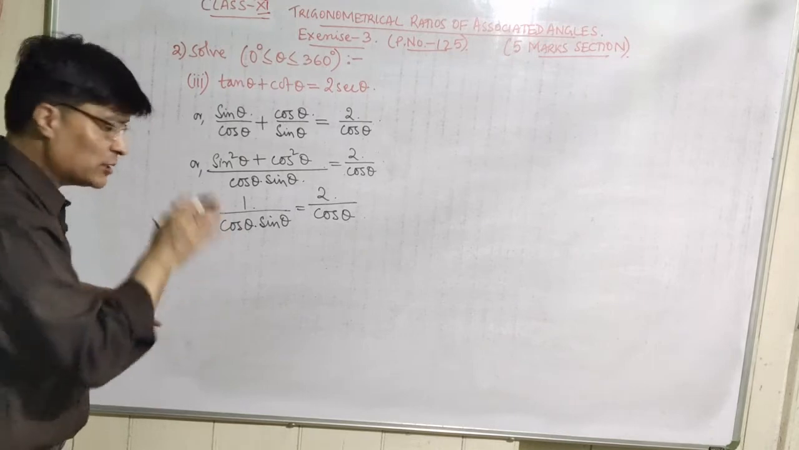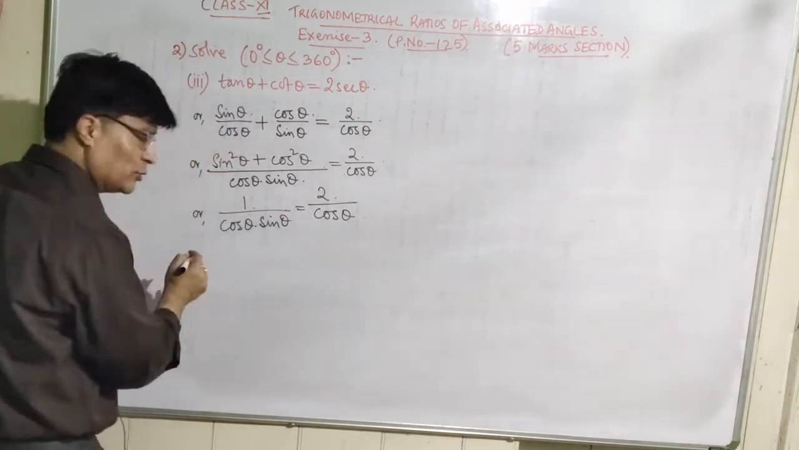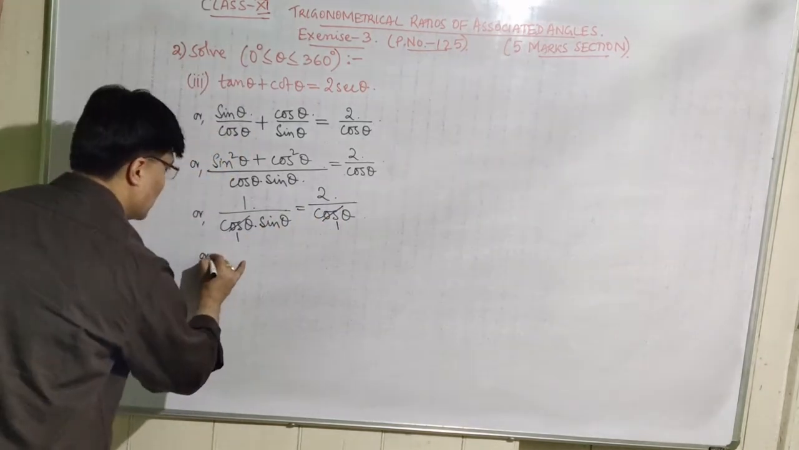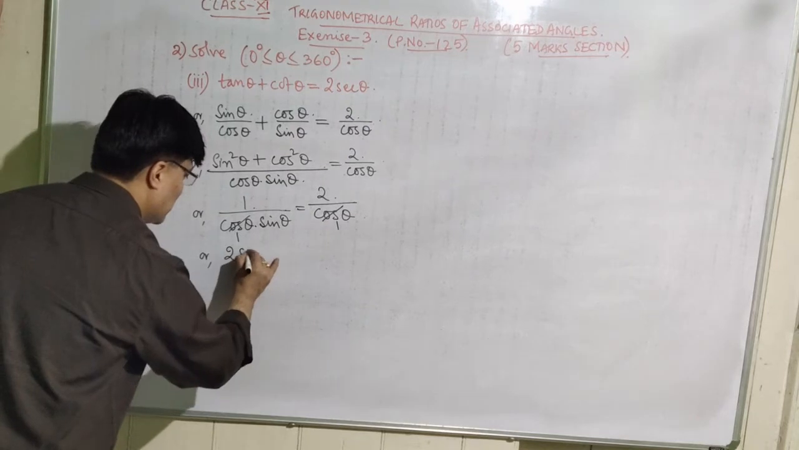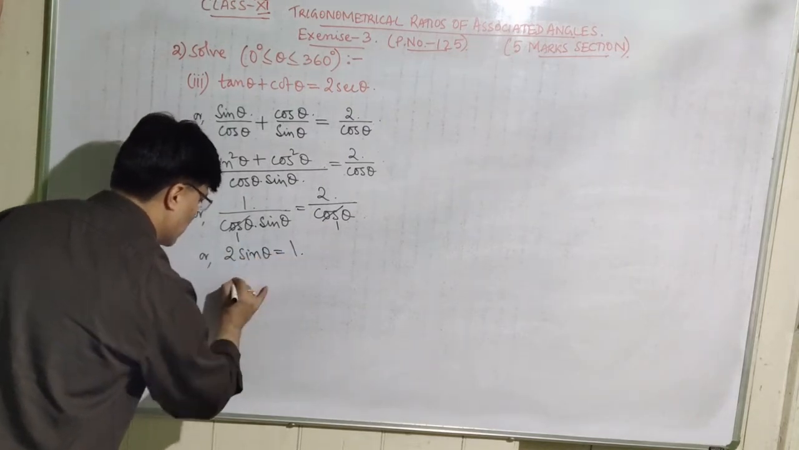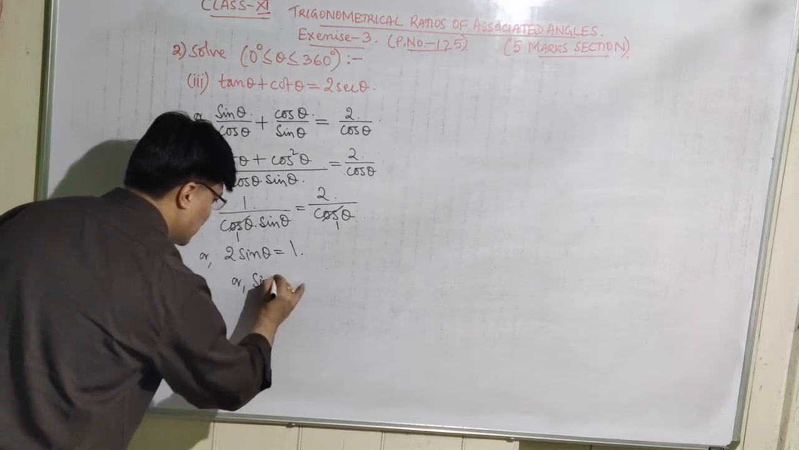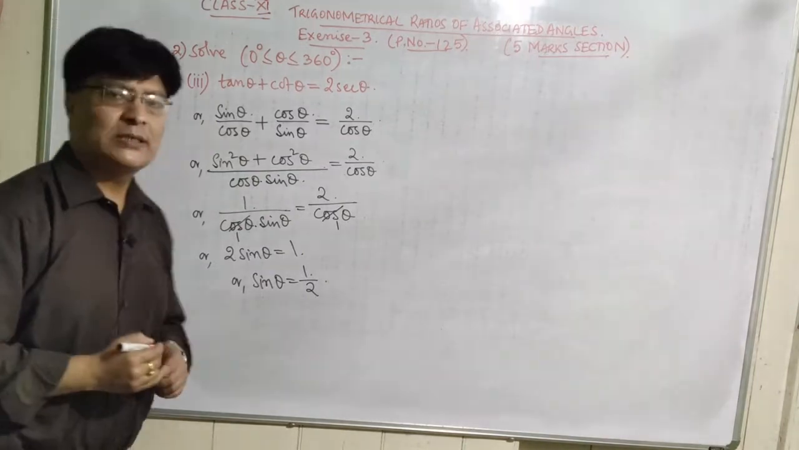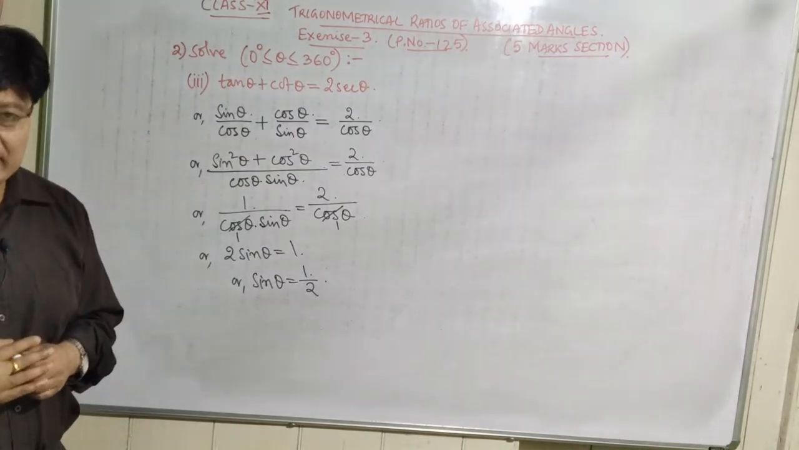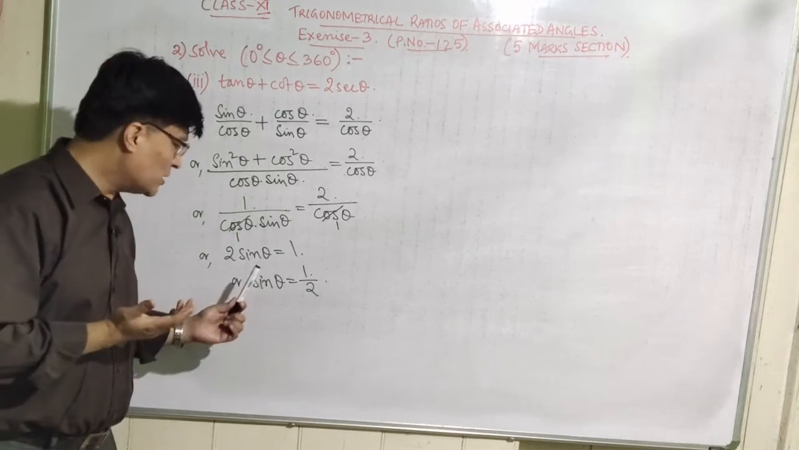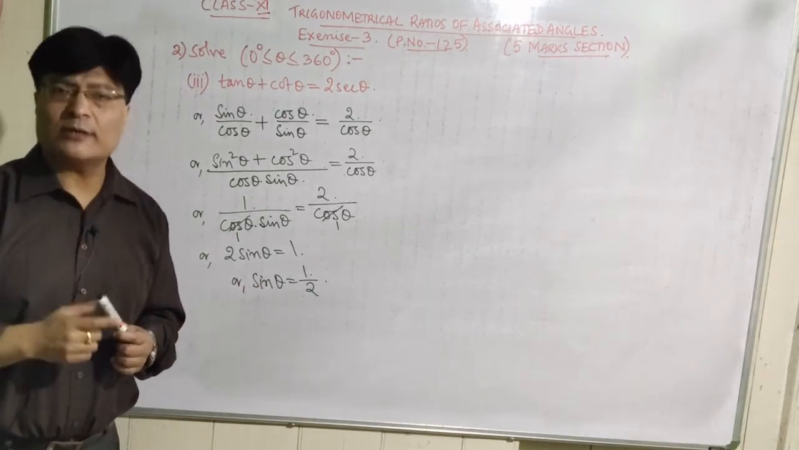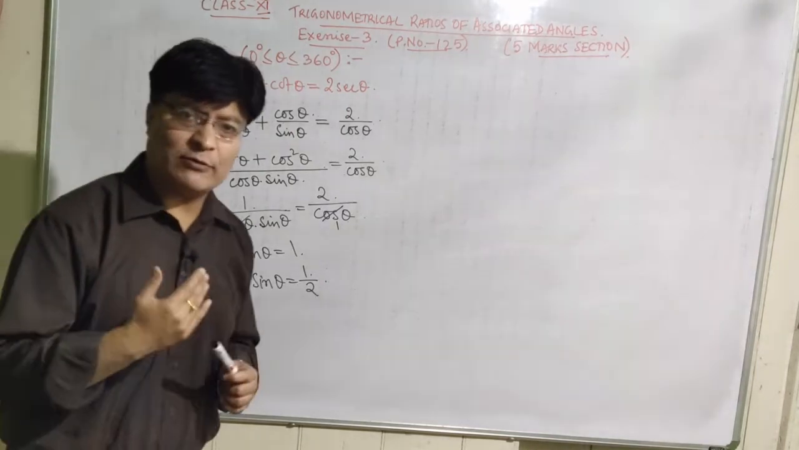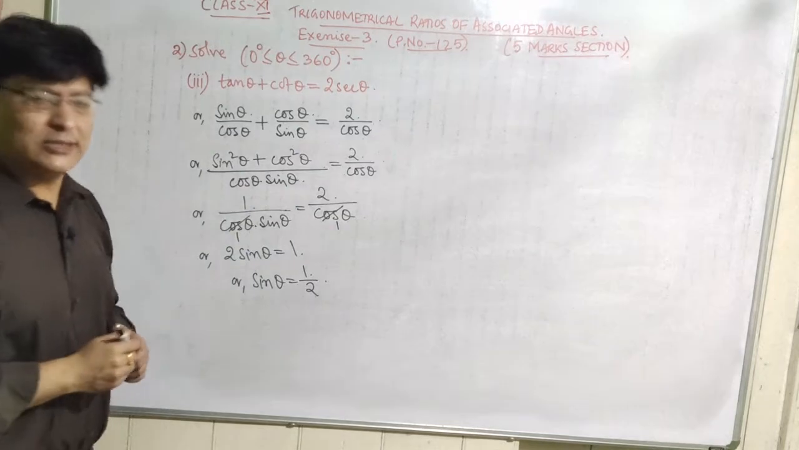So cos theta is in the denominator, so this cos theta is not equal to 0. So this cos theta will be cancelled. Okay. So now we can do cross multiplication. So 2 sin theta is equal to 1 or sin theta is equal to half. So we got sin theta is equal to half. Now you can easily solve for theta. So here sin theta is positive. In which quadrant sin theta is positive? First quadrant and in the second quadrant. So you have to find out the angle in the first quadrant as well as in the second quadrant.